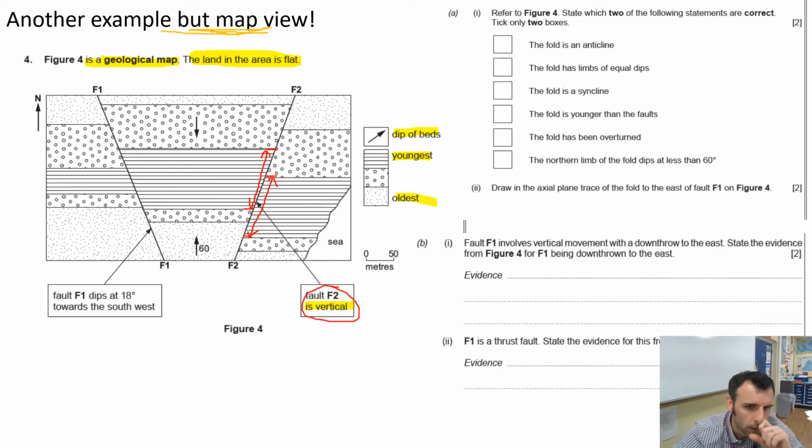The other thing, obviously, you've got scale on there. We might need to use that. And for F1 over here, it dips at 18 degrees towards the southwest. So it's dipping in this direction somewhere under the surface like that. Now, that's again important because that tells us that it's going to be a dip slip fault probably. Now, before we go any further, you can confirm that because look, the thickness between this bedding plane and this bedding plane here is much different to this side.